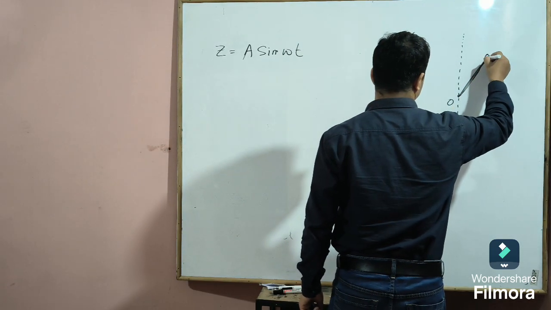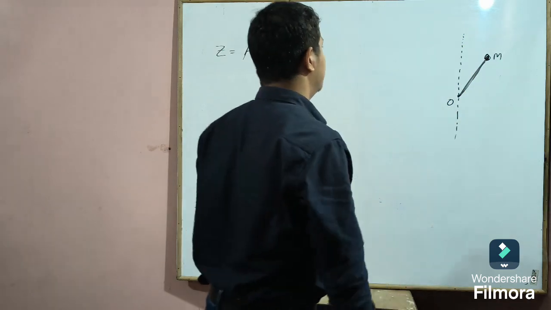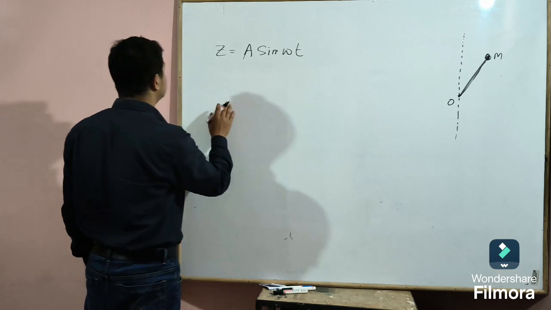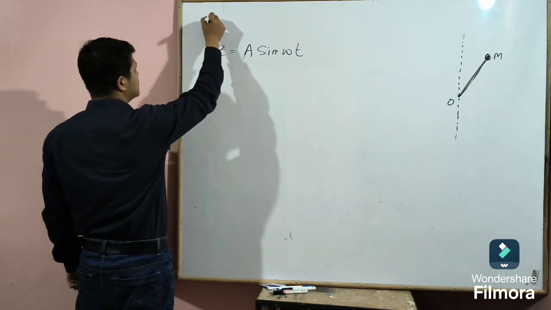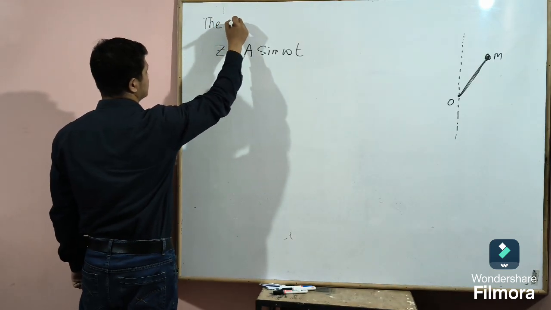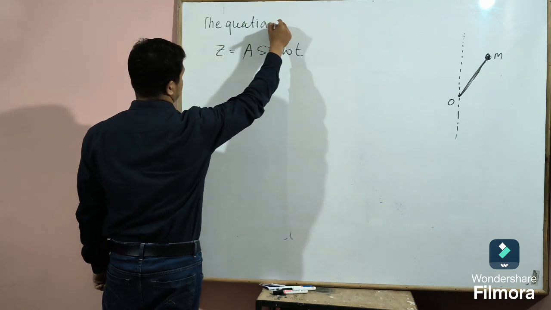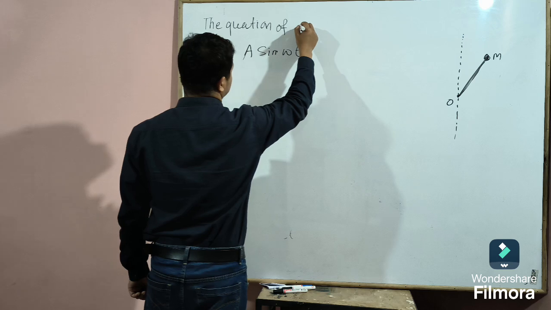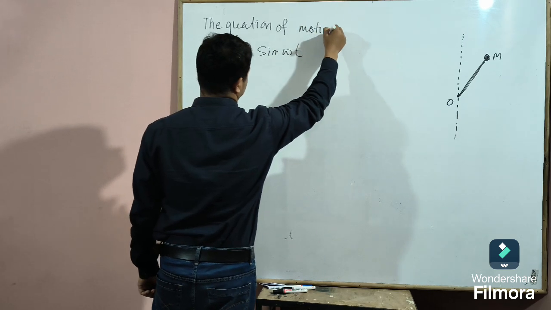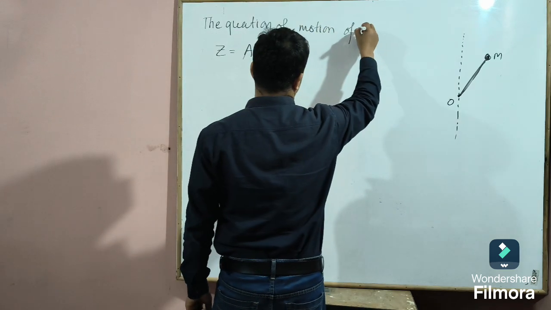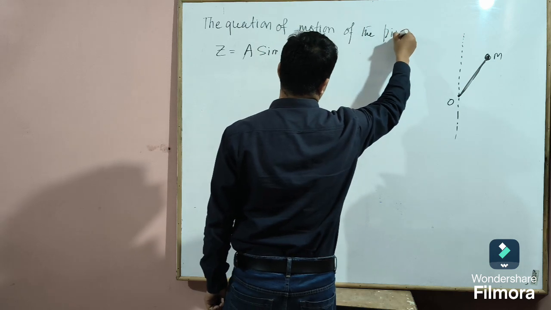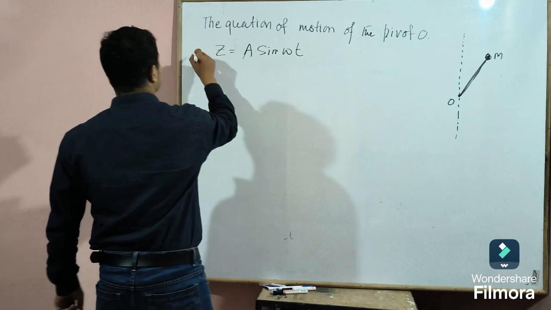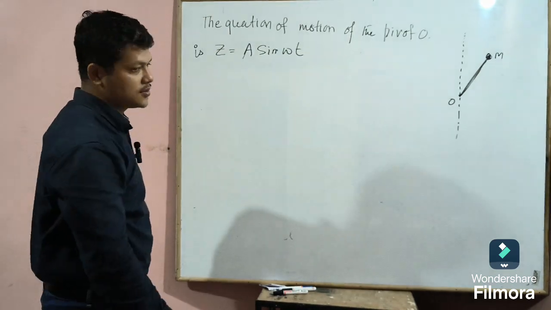This rod is a massless rod. This is the equation of motion of the pivot O, right?